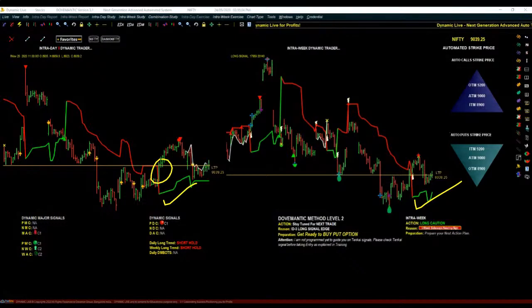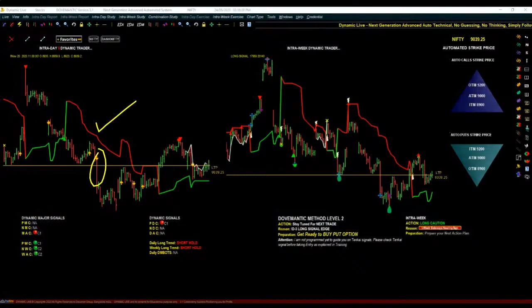Got it? Similarly, in this case, when it said buy put option now, we checked the intraday 3 long signal, it was red in color. We checked the intra-week long signal, that was also red in color. Both of them were saying that the trend is down. In a downtrend, you're going to buy a put option, that is the right way to trade. Go ahead and do the trade.